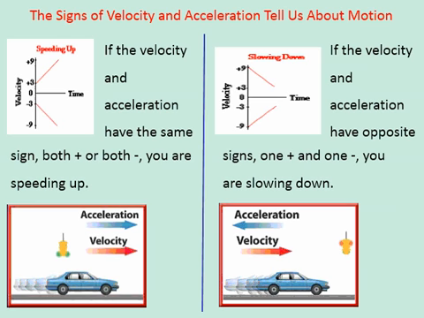So here's the rule of thumb about velocity and acceleration to tell us about motion. If velocity and acceleration have the same sign, meaning both positive or both negative, you are speeding up. So you see here, my velocity is positive, and the slope of my velocity versus time graph, which indicates the acceleration, is positive. Velocity negative, slope negative. These guys are speeding up. Here, positive velocity, negative slope, negative acceleration. Negative velocity, positive slope, positive acceleration. And these guys are slowing down.